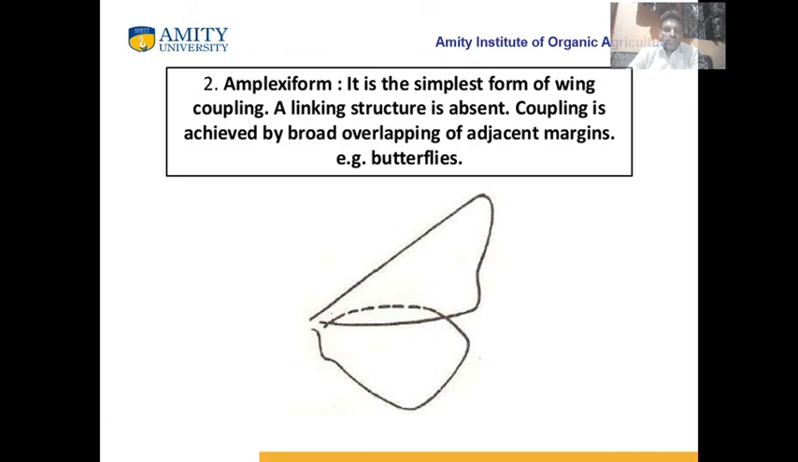Amplexiform. This is the simplest form of wing coupling. There is no linking structure. The linking structure is absent on the hind wings or on the forewings. Coupling is achieved by broad overlapping of the forewings and the hindwings. The examples are butterflies.